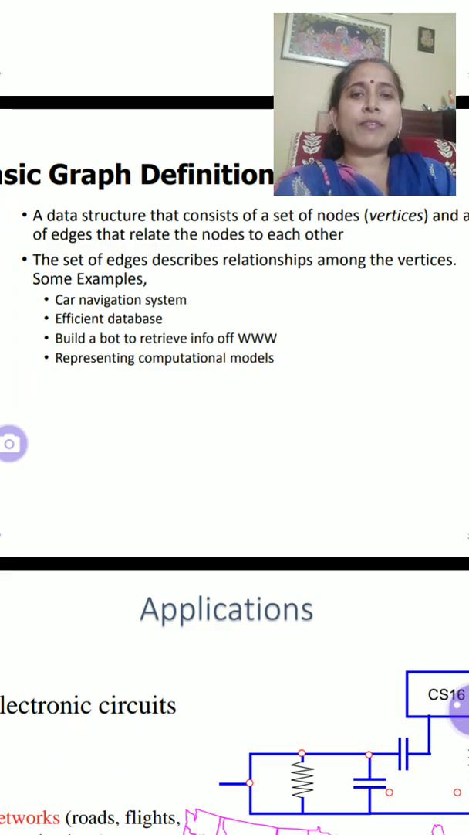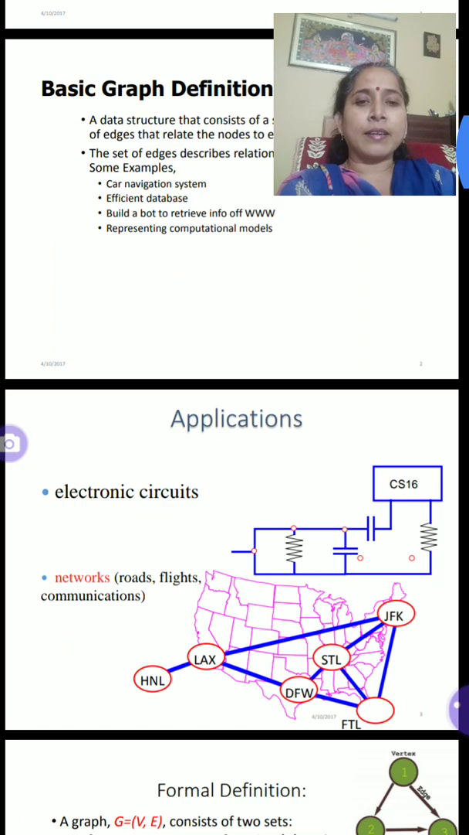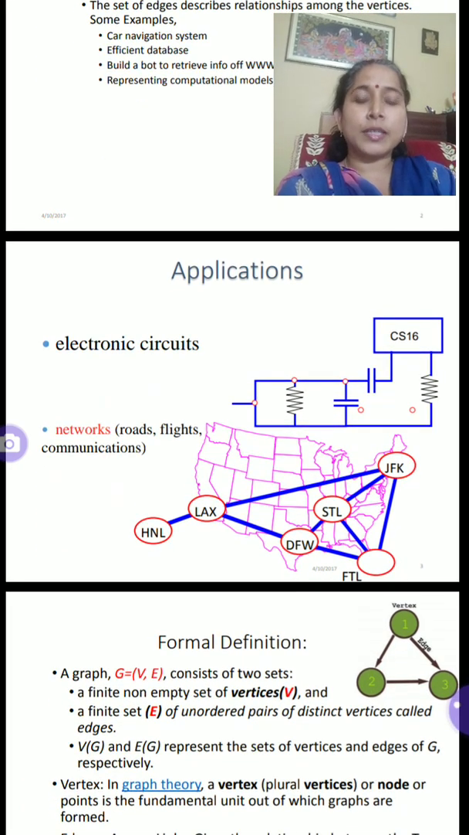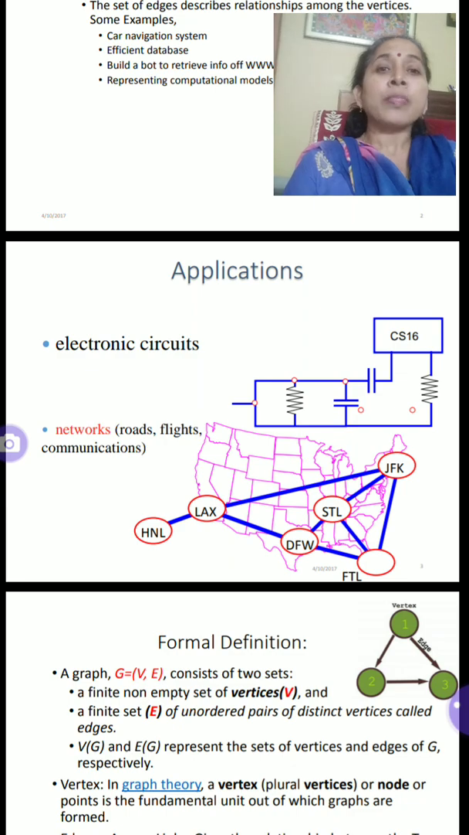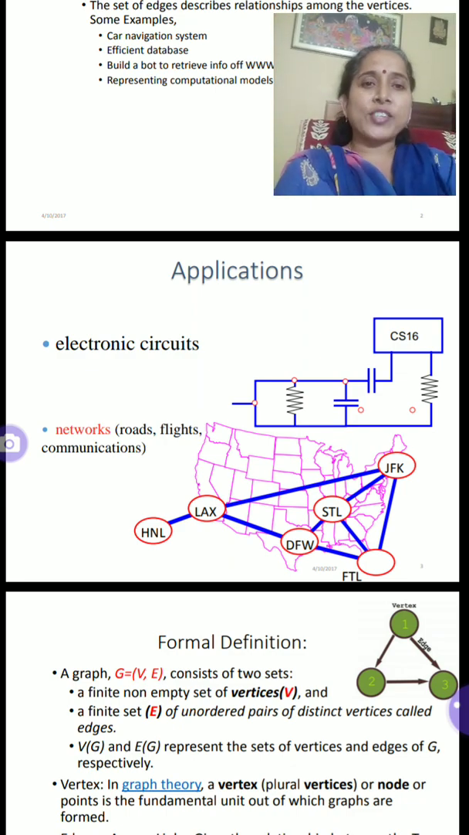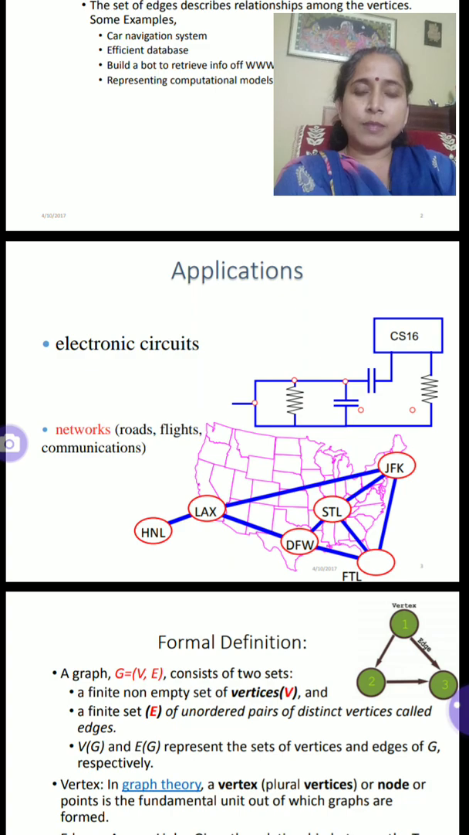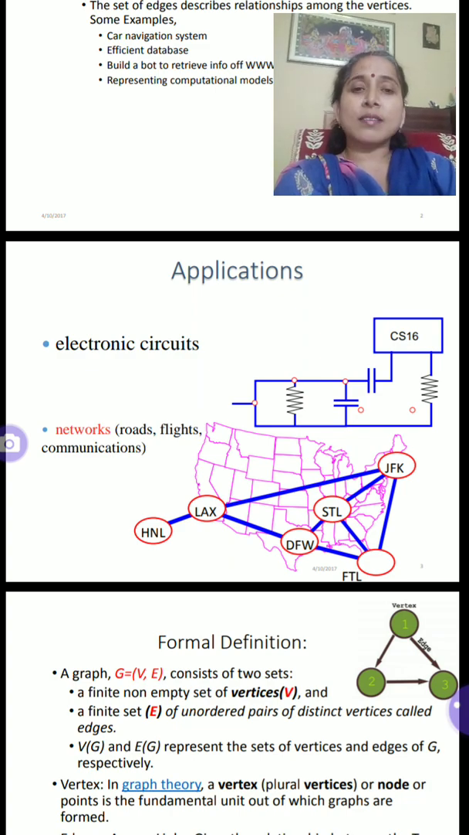Now, some examples of a graph. These are the basic examples of a graph. In electronics, you have learned about circuits. In digital electronics, you draw the circuit diagram. So that is a kind of graph. In computer networking, you have nodes which are connected to each other. As for your own computer laboratory at your college, we have systems which are interconnected with each other. So that is an example of another graph.